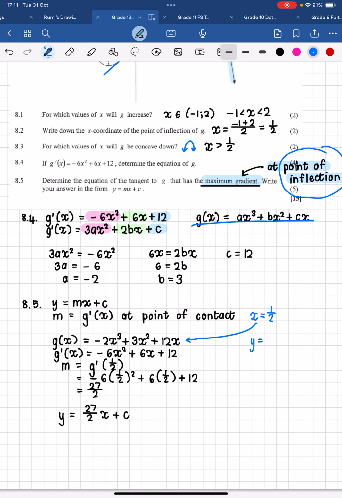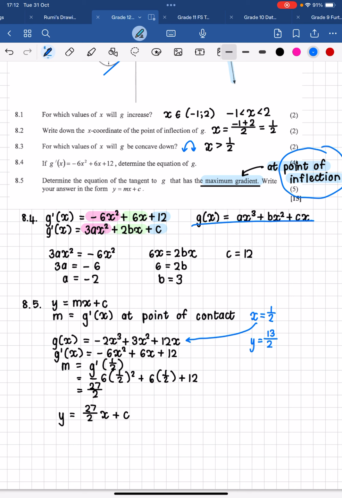I'm going to do that quickly. If we say negative 2 times a half to the power of 3, plus 3 times a half to the power of 2, and then we are saying plus 12 times a half, which is just 6. Then we are getting, oh dear, is this right? Oh wait, I made a typo. I typed in a third instead of a half. 13 over 2. There we go, 13 over 2. That is the y value of the point of contact.